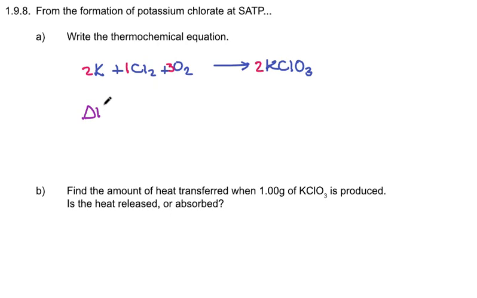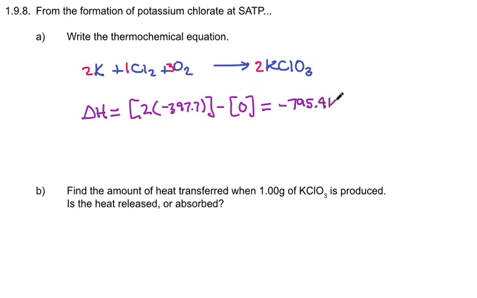H calculation. Our enthalpy of reaction is going to be the products, 2 times KClO3, which is potassium chlorate, which is minus 397.7, minus, can we agree these are all going to be zeros because they're all pure elements? That would save us a bunch of time. And 2 times minus 397.7 is minus 795.4 kilojoules. So that is our enthalpy of reaction, energy of reaction, words to that effect.